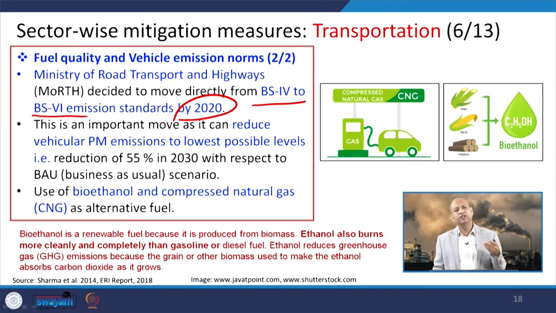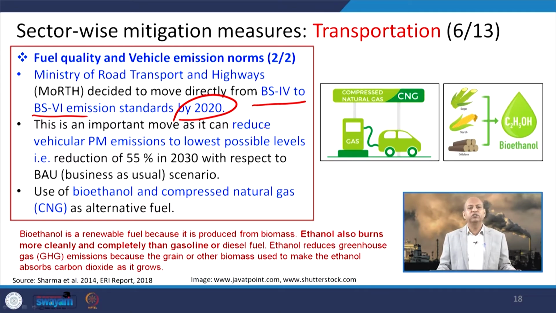So, this is a great leapfrog or achievement in that sense, and we can say that because of this, a lot of reduction of emissions will occur. Basically, this is an important move because it is estimated that it would be able to reduce particulate emissions from the vehicle segment to the lowest possible levels, like 55% in 2030 with respect to the business as usual scenario, and if technology grows then more emissions will be reduced.